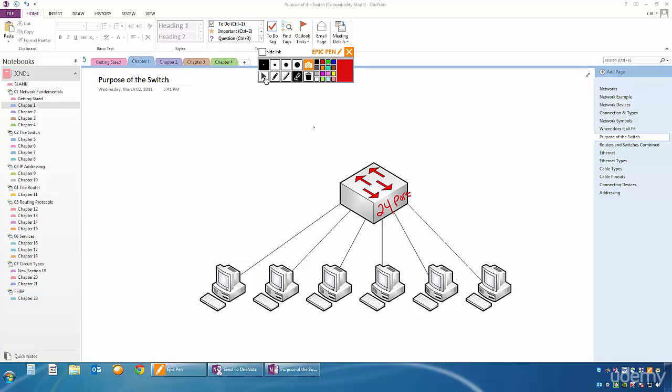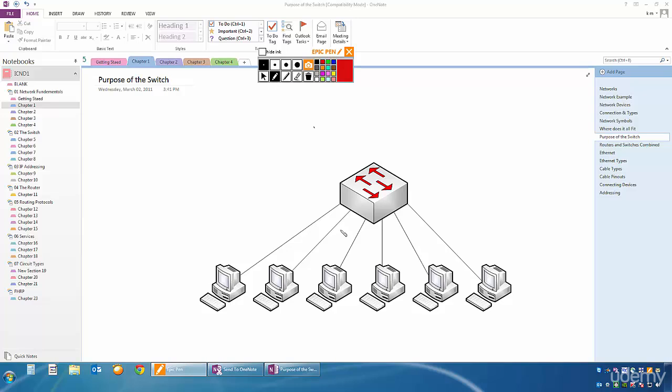So the purpose of a switch is to give us many possible connections. Now the switch does a lot more than that, which is what we're going to find out later on, but for this purpose, this is the idea of the purpose of the switch.